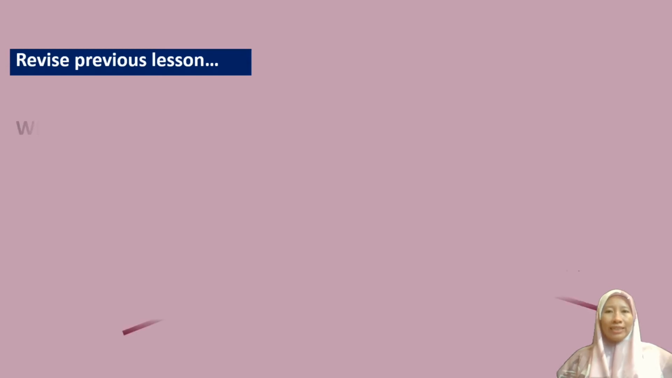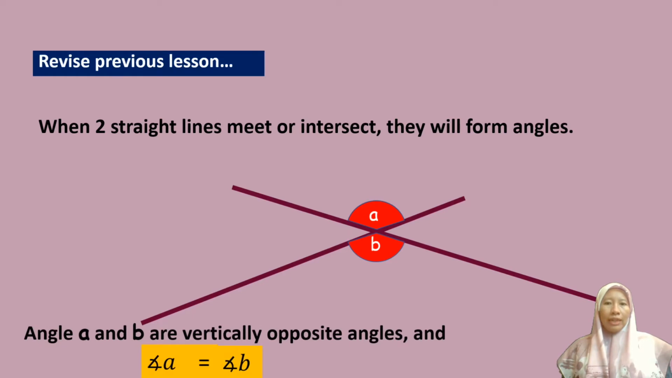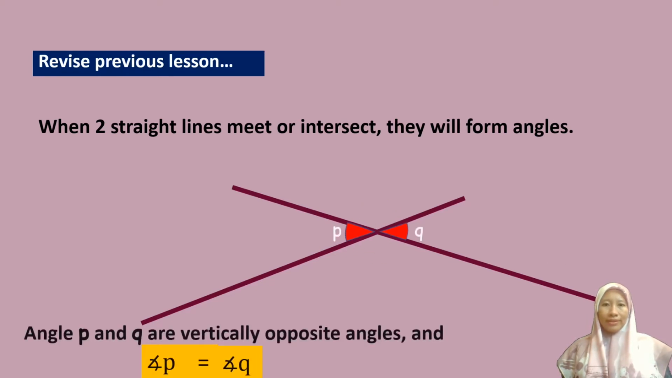In the previous lesson, you have learned to identify and recognize angles when two straight lines meet or intersect, where these will form angles which we call vertically opposite angles, where A and B are equal, as well as angle P and angle Q. In this case, they are equal. These two angles, we call vertically opposite angles.